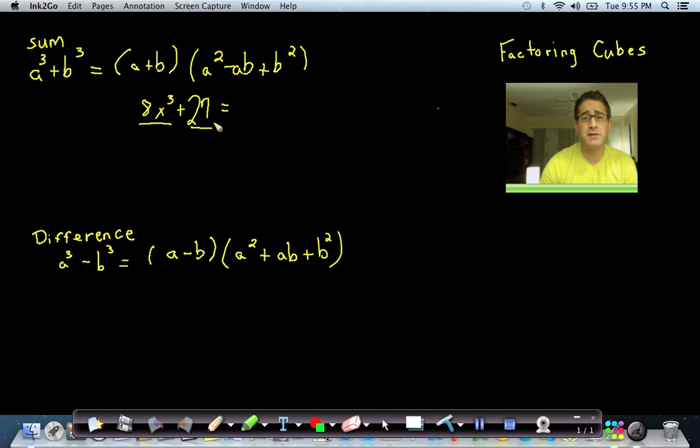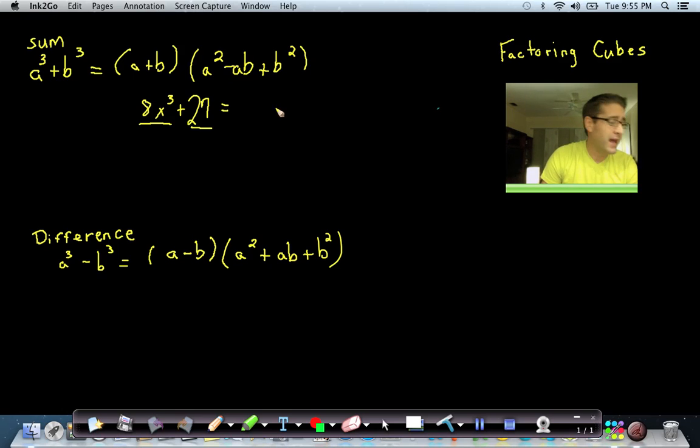Even though that 27 doesn't look like there's a cube there, it is. What is the cubic root, not square root, but the cubic root of 27? Well, broken down, it's 3 times 3 times 3, which is 27. So yes, we're dealing with a sum of two cubes. So let me clean this up a little bit so we can see the a and the b more clearly.